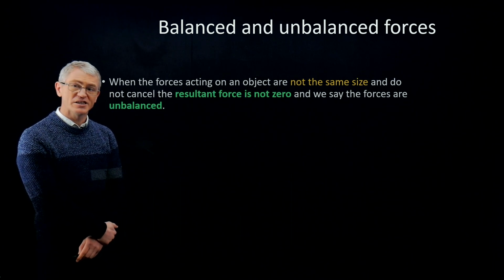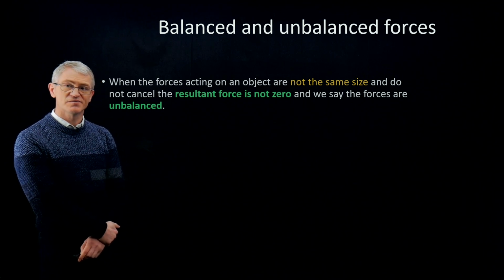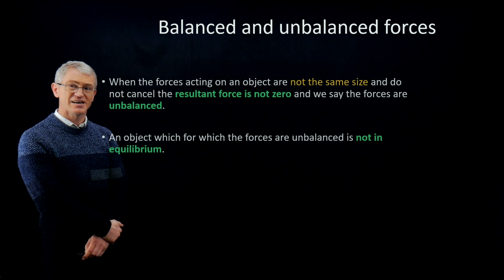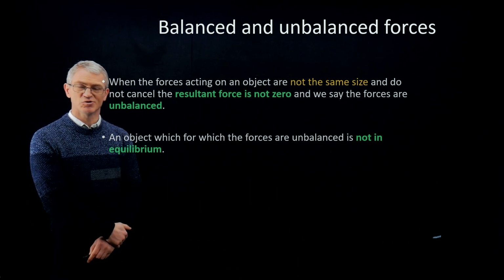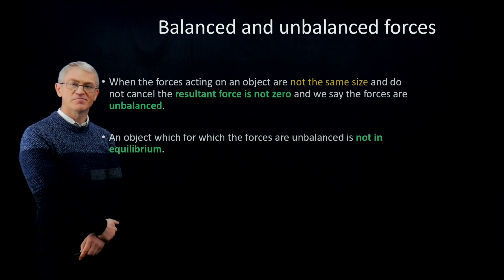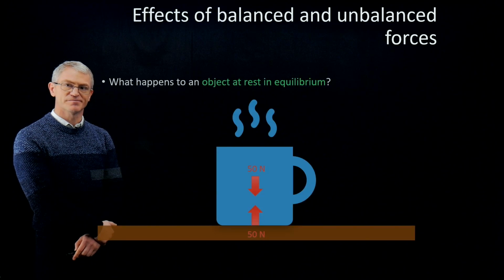When the forces are not the same size and do not cancel, the resultant force is not 0, and we say the forces are unbalanced. It's not in equilibrium. So for example, you can see that the team on the right has a higher force and therefore is going to pull it to the right. It's not balanced, it's not in equilibrium.